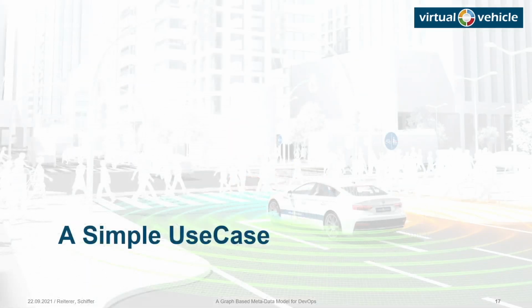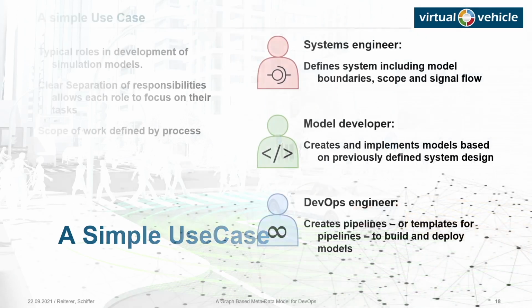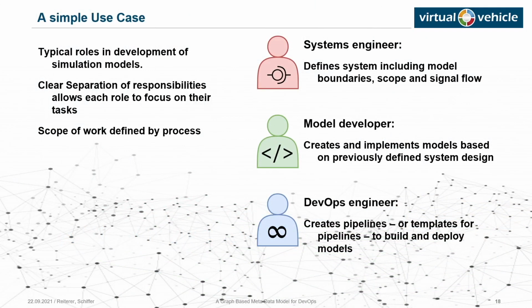And here we would now give a simple use case to get a better idea of what this entails. So Clemens, please. In our simple use case, we considered the typical roles involved in simulation development. The system engineer defines the system to be simulated, including the model boundaries, the scope, and the flow of the signals. The model developer implements the models based on the specified design, and the DevOps engineer provides pipelines for building and deploying the model components, and in our case, also for running the simulation.